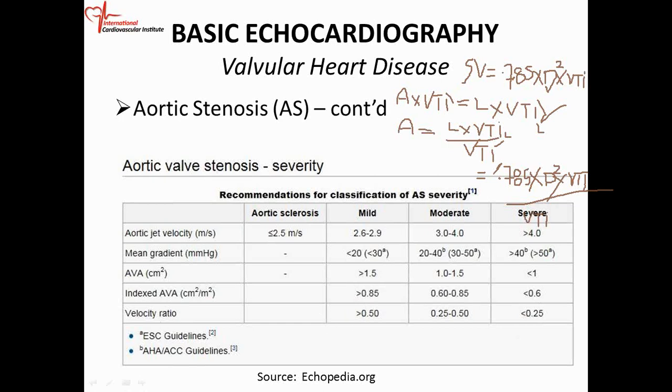So these are the current American College of Cardiology and American Heart Association guidelines, and the European Society of Cardiology as well. So this is what you need to know. All right, so we're going to conclude aortic stenosis here.